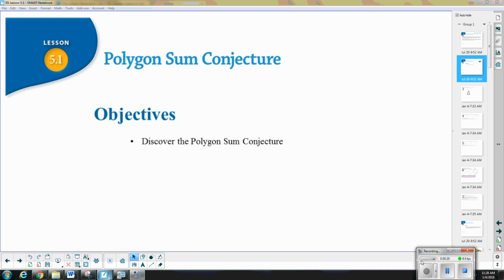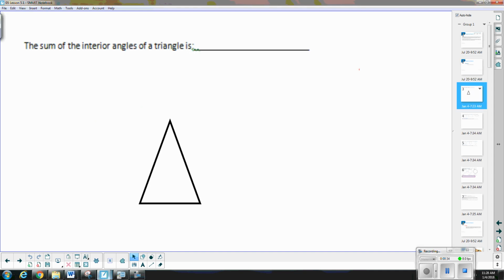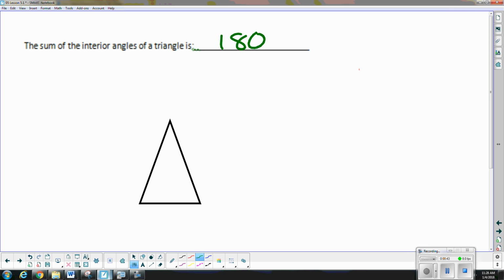and the sum of the triangle interior angles conjecture. So we're going to start there. The sum of the interior angles of a triangle, and again, this comes from last lesson, so you should know this already, is 180 degrees. So in any triangle, the interior angles will add up to 180 degrees.